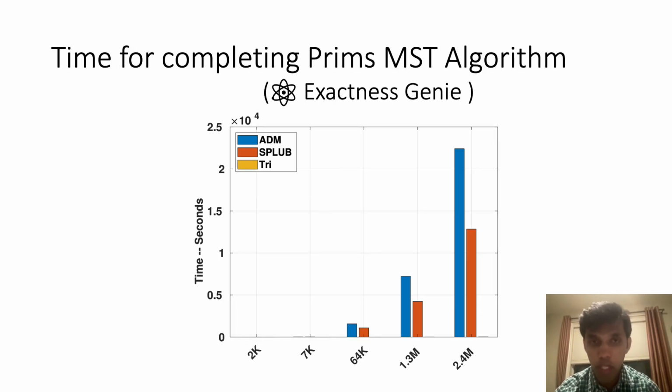Let us take a quick look at the results for the PRIMS algorithm. You can see that ADM takes a very large amount of time, SPLUB takes a fraction of the time that is required by ADM, and tri-scheme is blazingly fast. You can't even see it in these graphs.